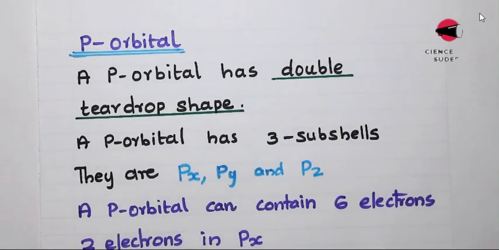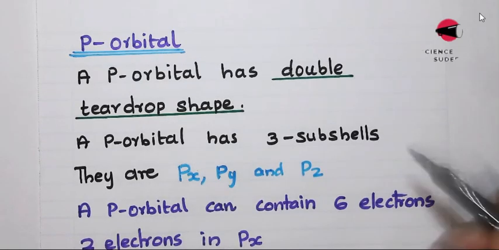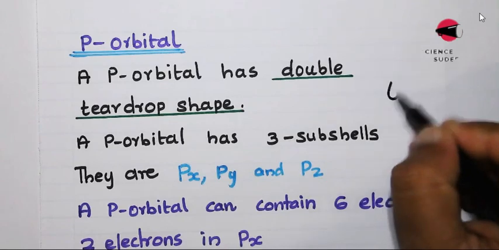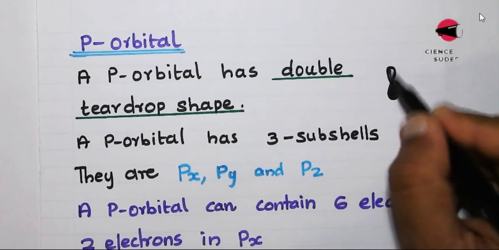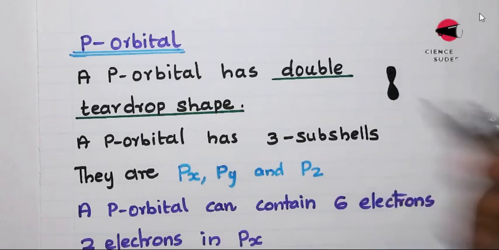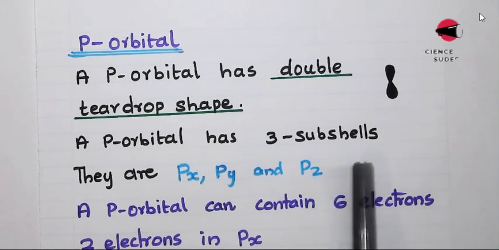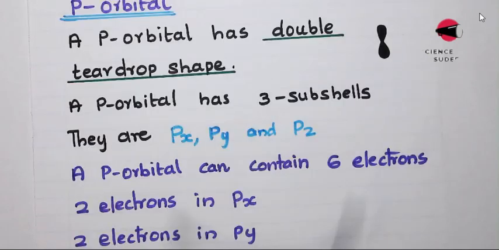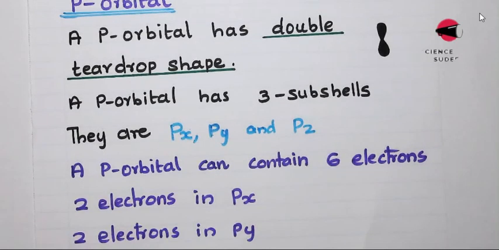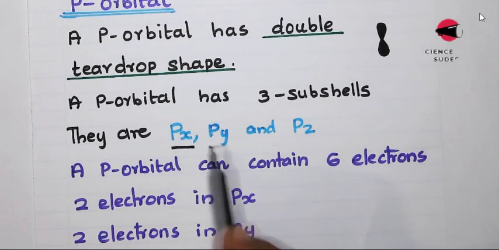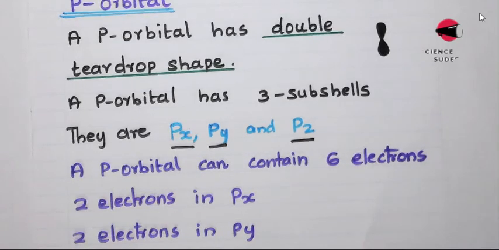A p orbital has a double teardrop shape. That shape is like this. If you consider this as a teardrop, then another teardrop joins it. You can call it a dumbbell shape. This is the shape of p orbital. P orbital has 3 subshells. They are px, py, and pz. These are the 3 subshells of p orbital.